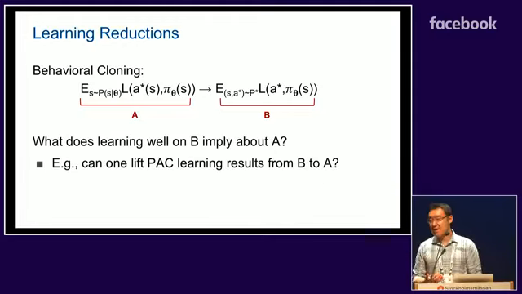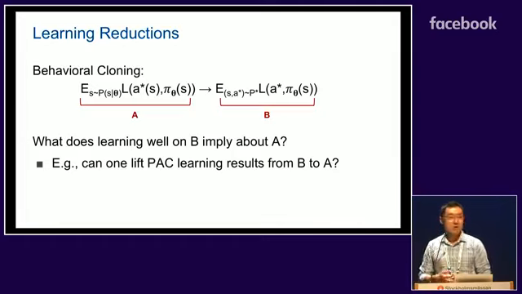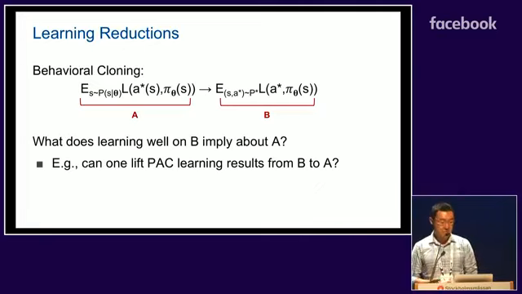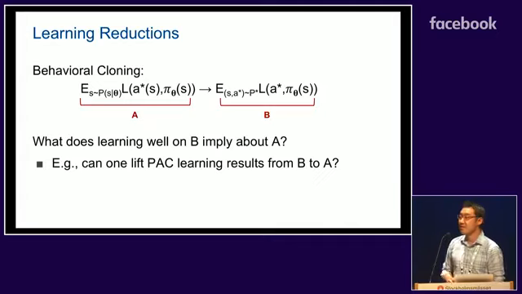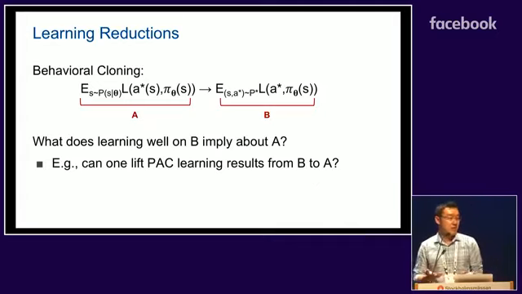B is a standard IID supervised learning problem. People have looked at generalization error, sample complexity and stuff like that. So if we know that we can learn well on B, does that imply anything about learning well on A? That's what a learning reduction is interested in. So for example, if we have a PAC guarantee on B, does that imply anything about something like a PAC guarantee on A?